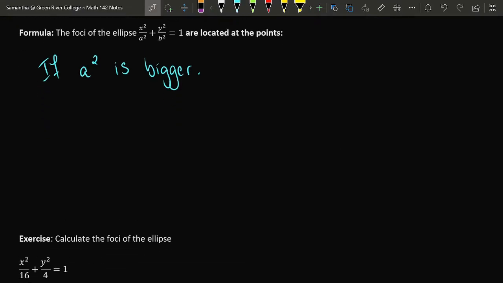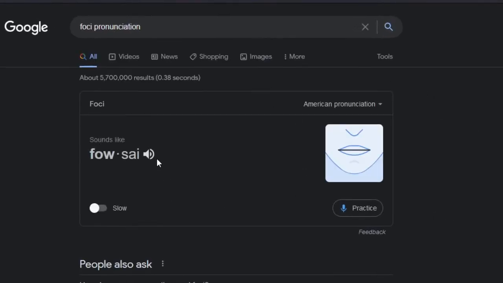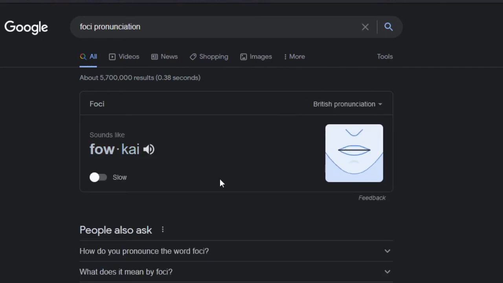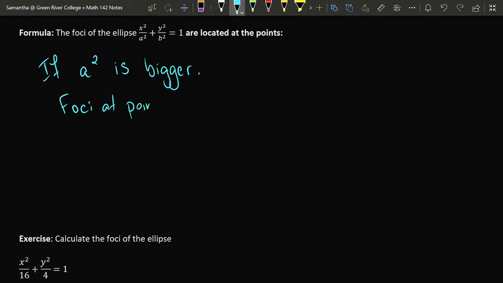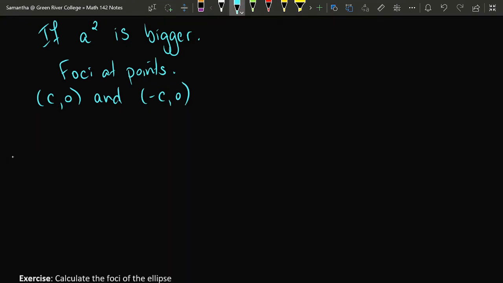If a squared is the bigger number, the foci are located horizontally. Foci. The focus points are positive c, 0 and negative c, 0. Now, what is the value of c? c can be found by taking the square root of the number a squared, the larger quantity, minus b squared, the smaller quantity.